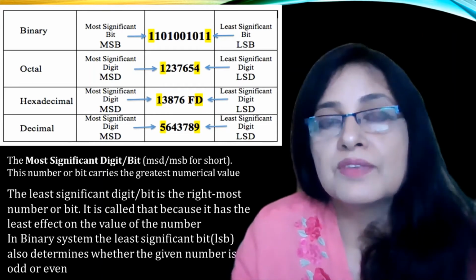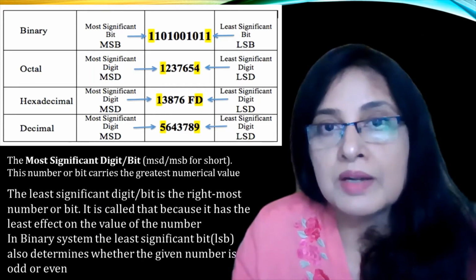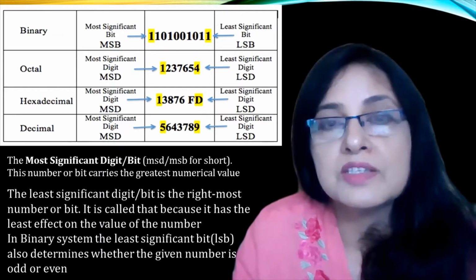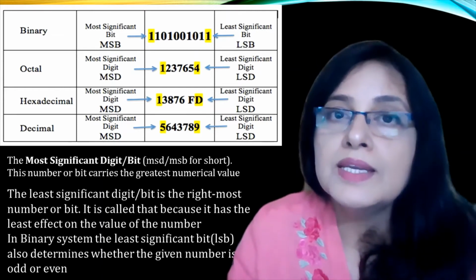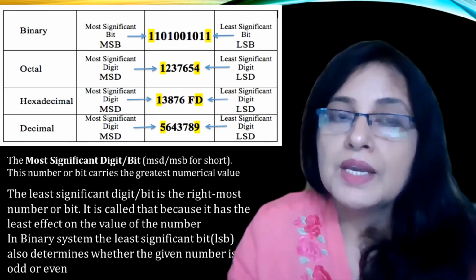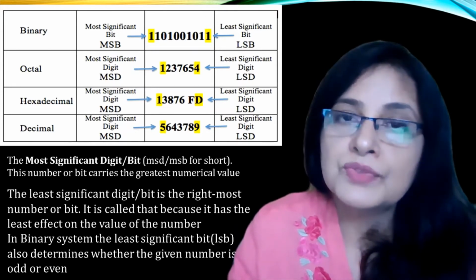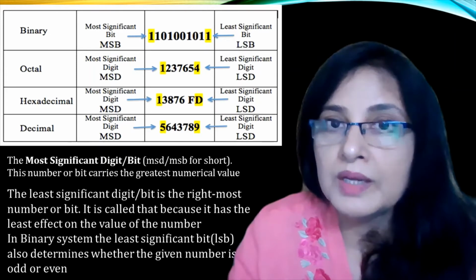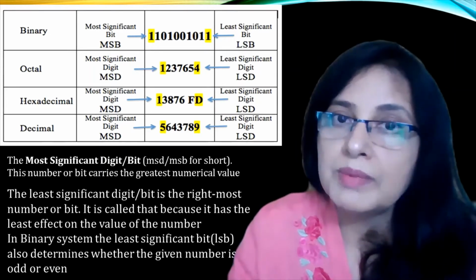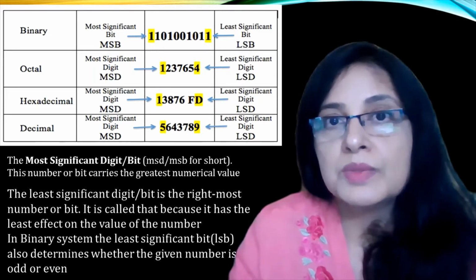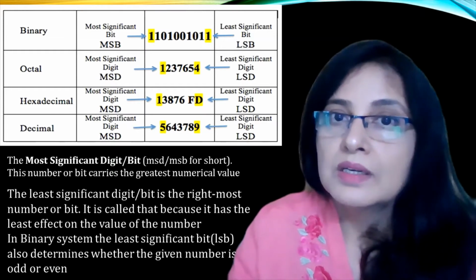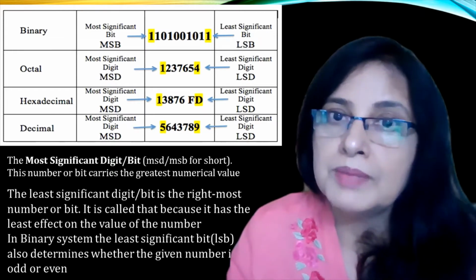The least significant bit or digit is the one on the rightmost side, which has the least numerical value. In binary, this can be 1 or 0. And if the binary number ends with 1, that means it's an odd binary number. And if it ends with 0, it means it's an even binary number.